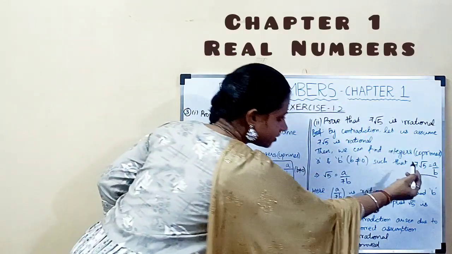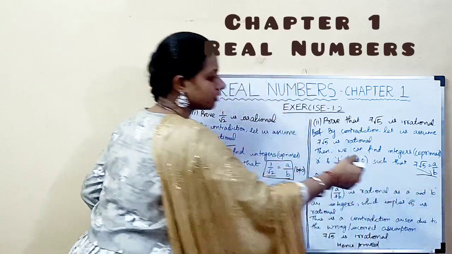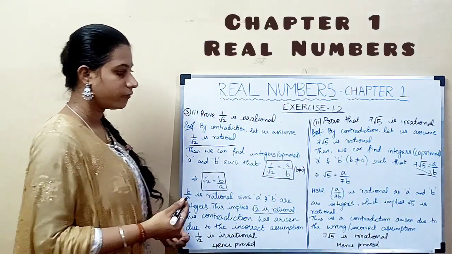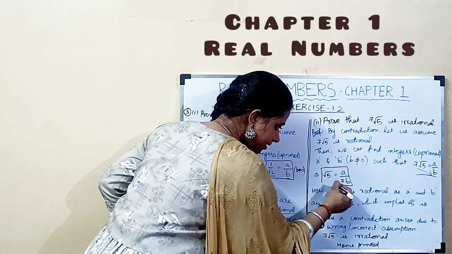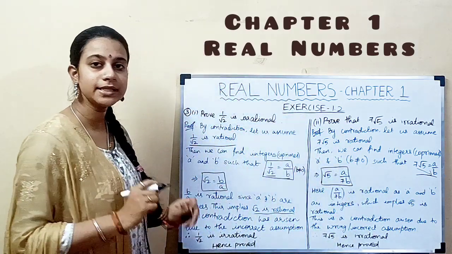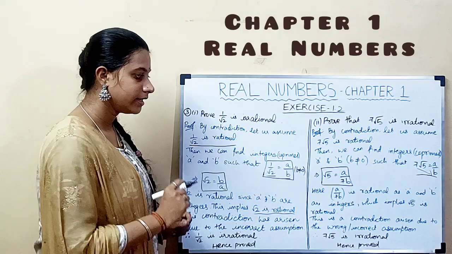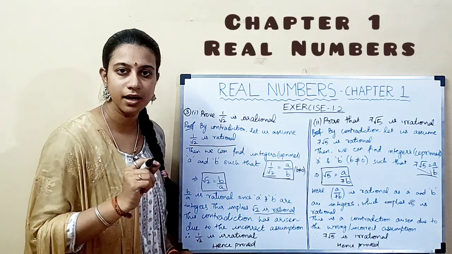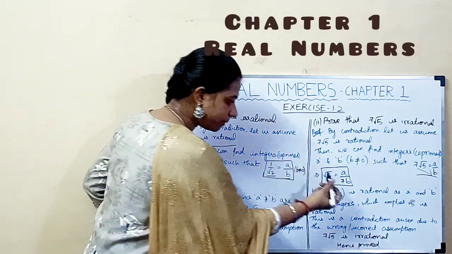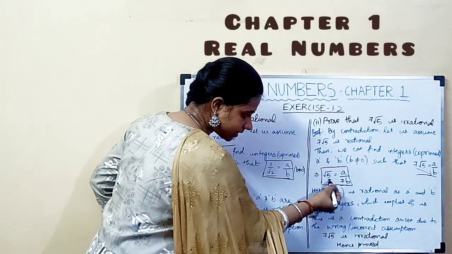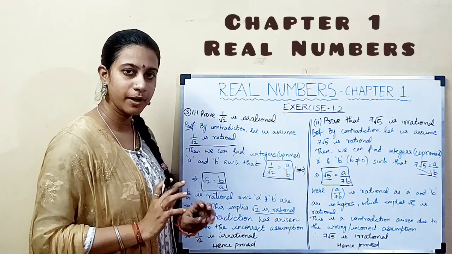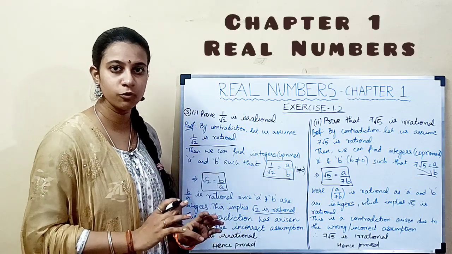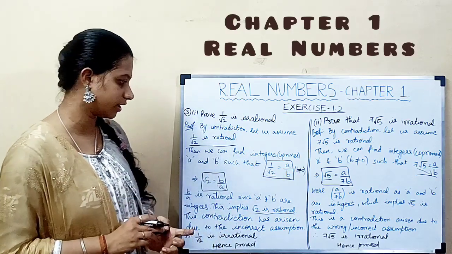When we rearrange this and take 7 to the other side of the equal to sign, we get root 5 is equal to a by 7b. Since a and b are integers, a by 7b is a rational number. If a by 7b is rational, then we can say that root 5 is also rational. But since we already know that root 5 is irrational, this is a contradiction.